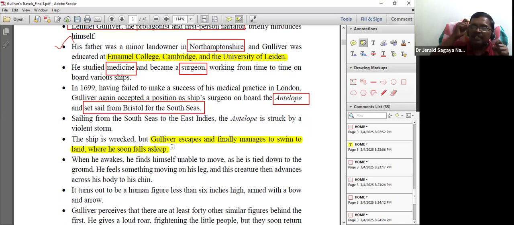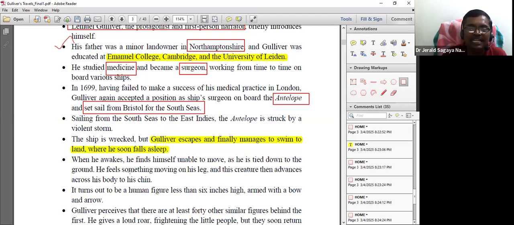அவர் என்ன பண்றாரு? மூவ் பண்ணலாம்னு பார்க்கும்போது he feels that there are many tiny creatures moving on his body. And when he closely observes, those are human figures.